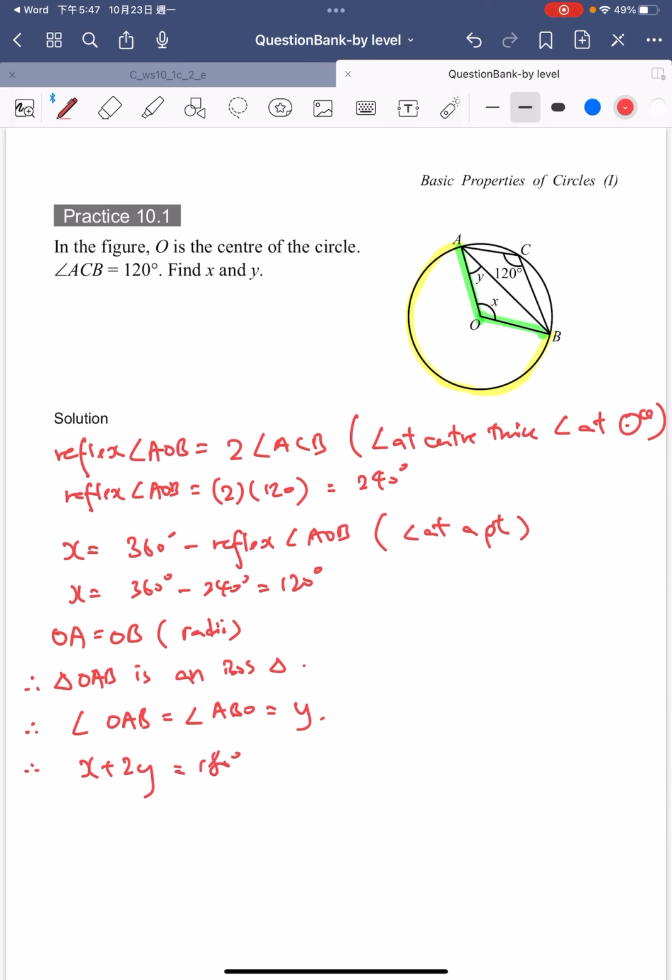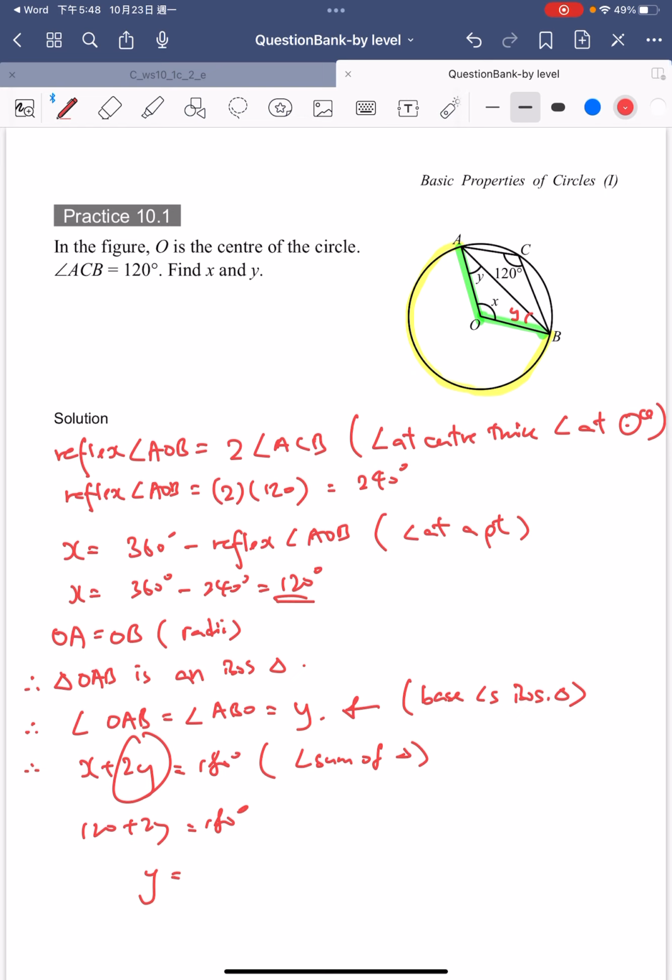Why can we write 2Y here? Because this is going to be Y as well, just like what I said before, by using the base angles of an isosceles triangle. So if X plus 2Y equals 180 degrees by using the angle sum of triangle, then 120 plus 2Y is equal to 180. Using the calculator, Y is equal to 30 degrees. So that's for question 10.1.